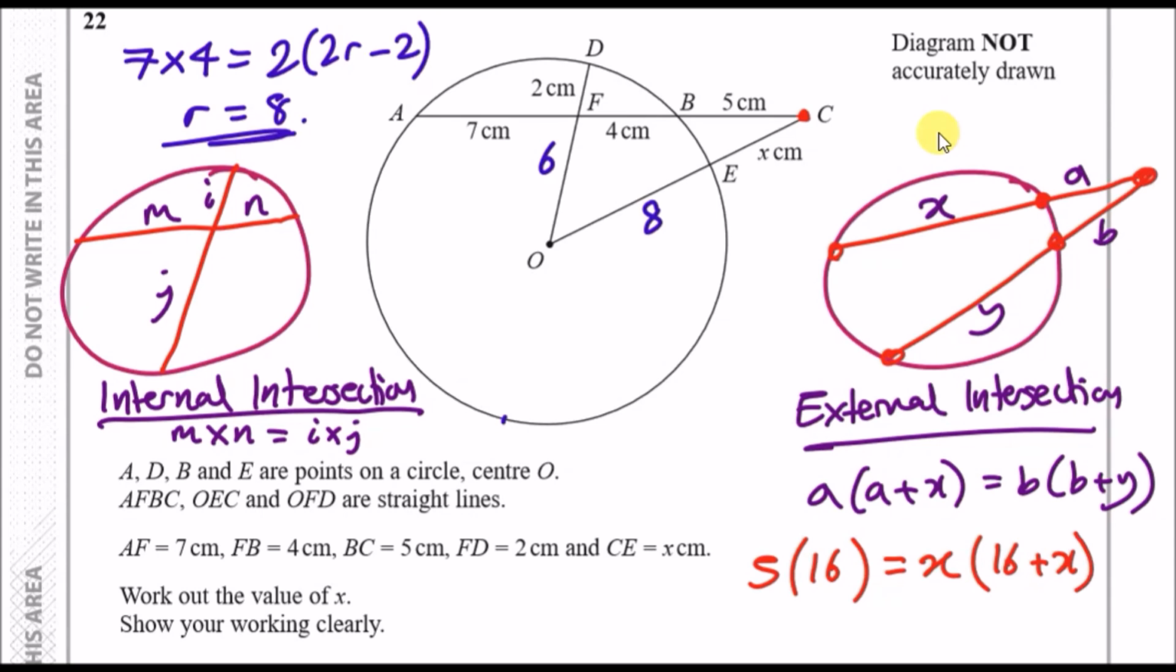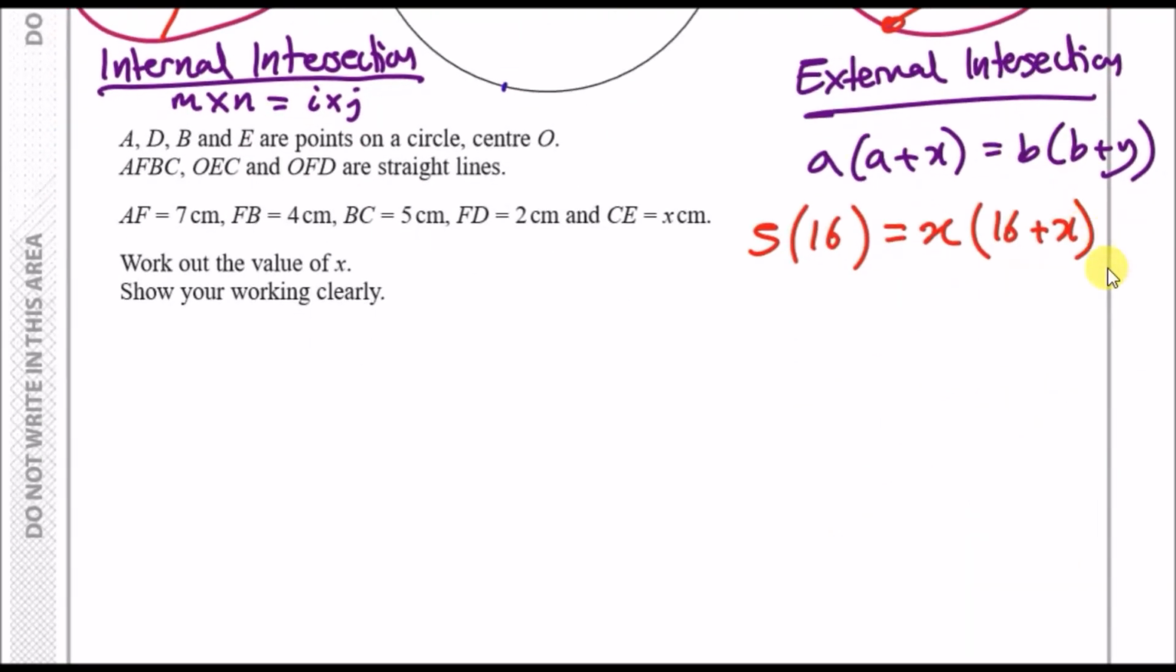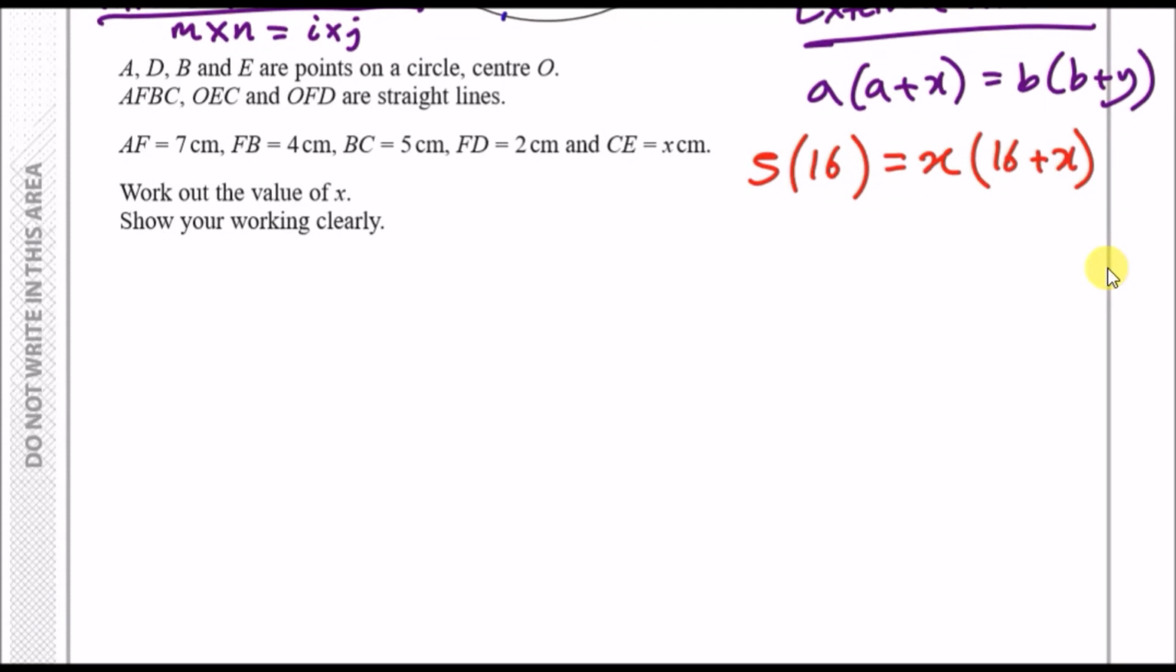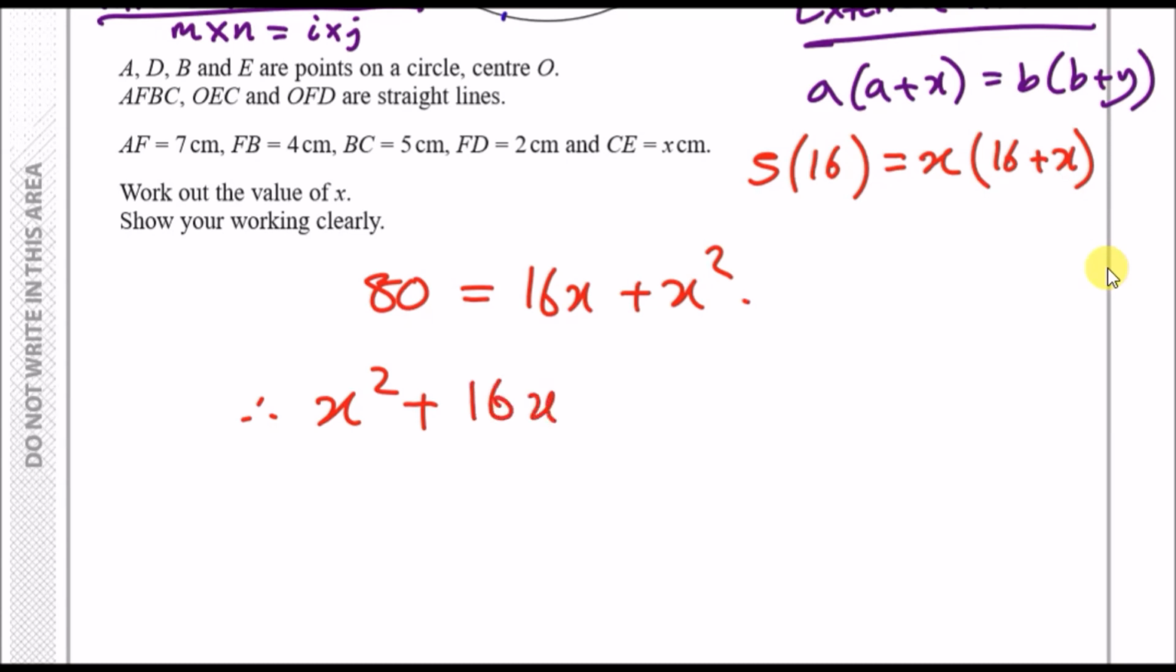That's it. Now it looks easy. So now we just solve for x. Let's have a look. 5 times 16, that's 80, equals 16x plus x squared. Right, so we have a quadratic equation. Just make it look like the usual format, so make it all equal to 0. And now we're going to go ahead and try to find the roots here.